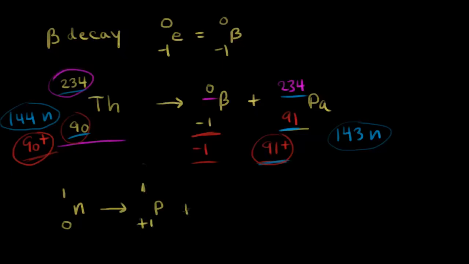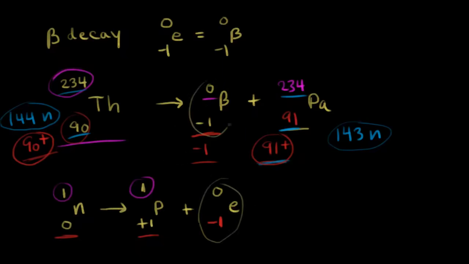So when we think about what else is made, we know that nucleons are conserved. So we have one nucleon on the left, one nucleon on the right. And so therefore we would have a 0 here. In terms of charge, if we have 0 charge on the left, +1 on the right, we need -1 right here. And so this, of course, represents the electron. So this is the electron that's ejected from the nucleus. This is our beta particle.